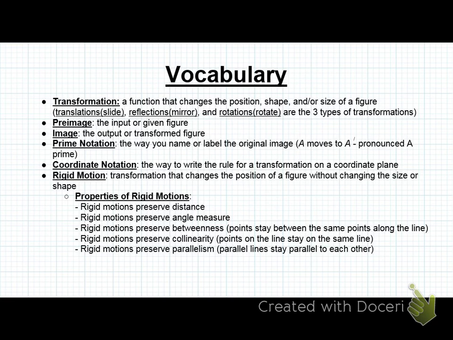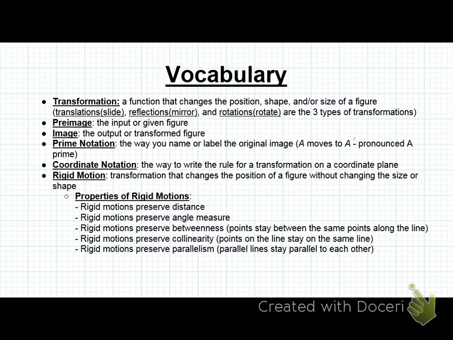The pre-image is the input. It's the original or OG image, okay? The image is the output. So when I say I want to reflect something, I'm going to have the original one, and I'm going to reflect it. And math is going to help us to reflect things. Then we got prime notation, which is what the ordered pair or the point will look like after.